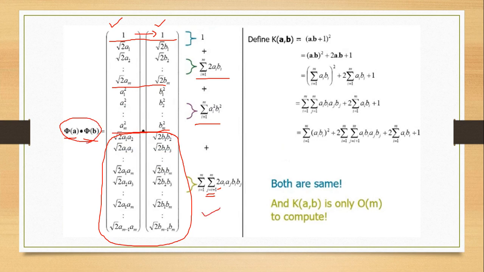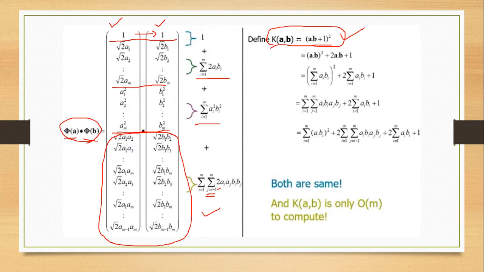Now let me apply some kernel. Randomly, let me choose a kernel function, and my kernel function is a into b plus 1 whole square. As we know, we learned this formula in 7th or 8th standard: x plus y whole square can be expanded into x square plus 2xy plus y square. That is, the first term square plus 2 into first term into second term plus second term square.